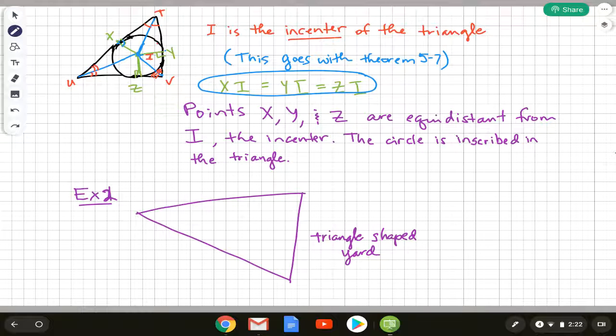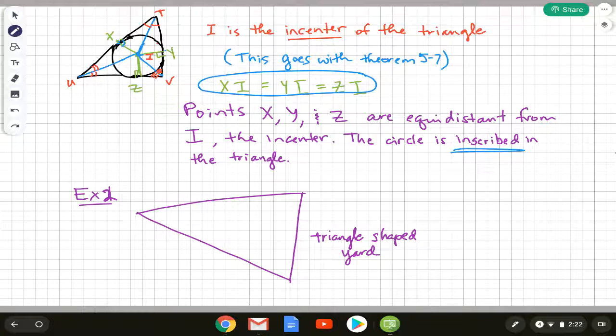So that's what this is telling me: XI equals YI equals ZI. So those lengths are the same. Just written differently, the points X, Y, and Z are equidistant from I, the incenter. The one we looked at where the circle was circumscribed about the triangle, we called a circumcenter. Now we're calling I an incenter, and this circle is not drawn on the outside of the triangle, but rather on the inside. So it's called inscribed. It touches each side of the triangle in one point. My drawing doesn't show that very well, but that's what it should be.